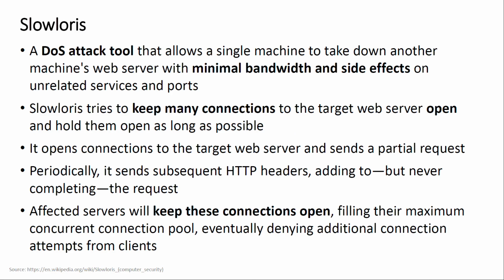A DoS attack tool that allows a single machine to take down another machine's web server with minimal bandwidth and side effects on unrelated services and ports. Slowloris tries to keep many connections to the target web server open and hold them open as long as possible. It opens connections to the target web server and sends a partial request. Periodically, it sends subsequent HTTP headers, adding to but never completing the request. So you are slowly sending a small amount of data like HTTP headers.